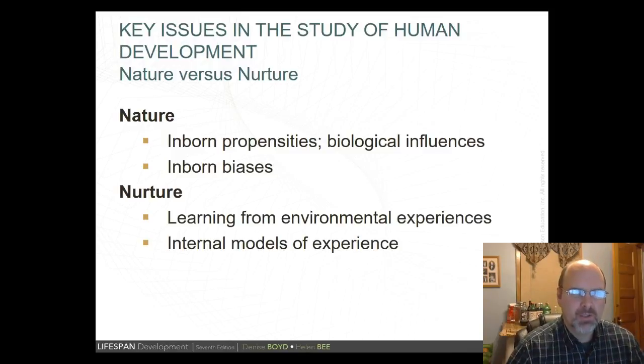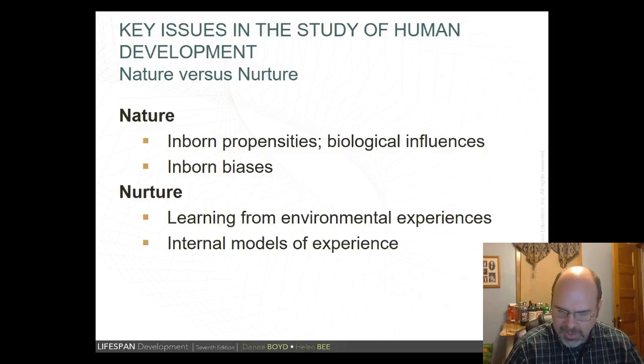A key issue in studying human development is the nature versus nurture debate, which is not necessarily a debate as much as we've really moved away from an either-or to really considering both. In nature, there are inborn propensities, biological influences, inborn biases, or temperament or personality. Nurture has to do with environmental influences.